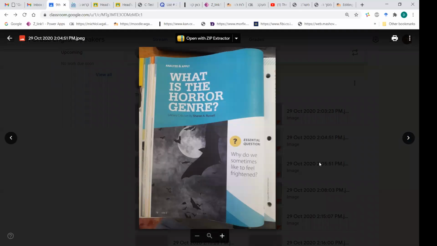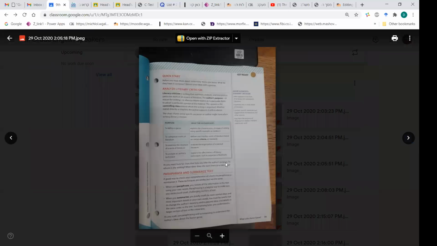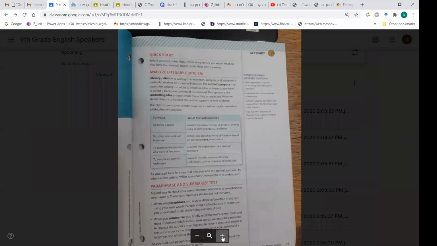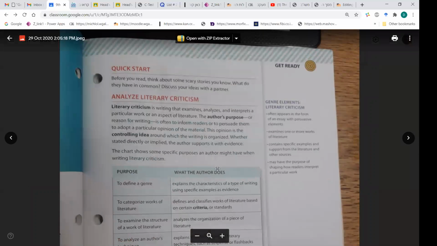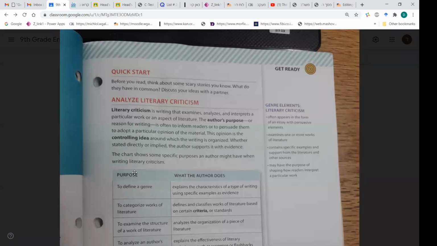What is the horror genre? This is our story. Why do we sometimes like to feel scared? This is the article that we're going to read this week. Let's make it bigger. Again, these are some words we want to know while we're reading.